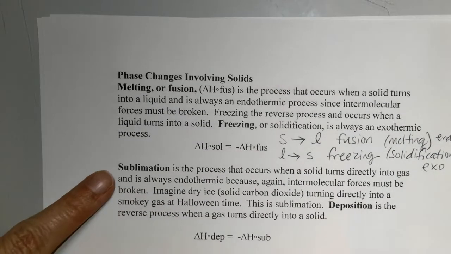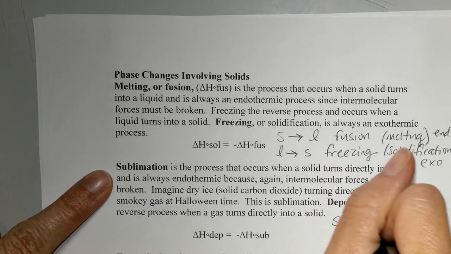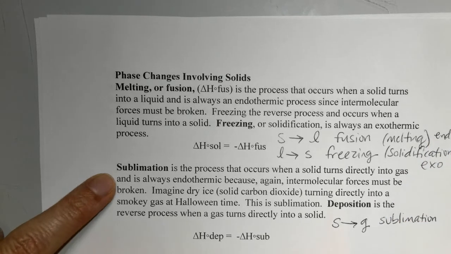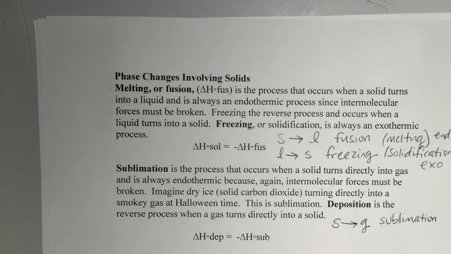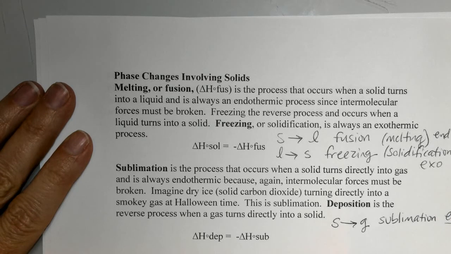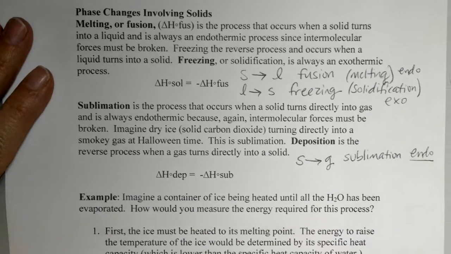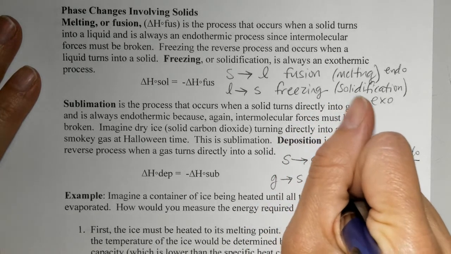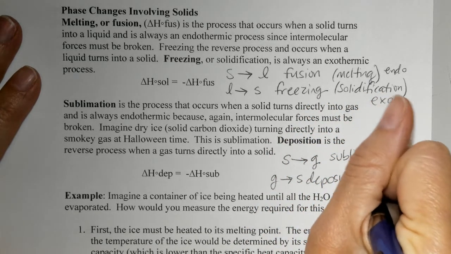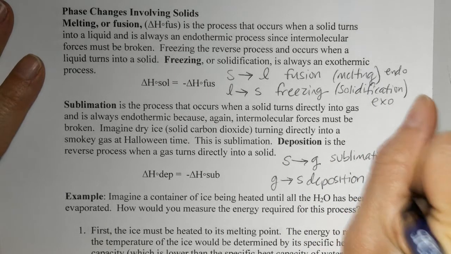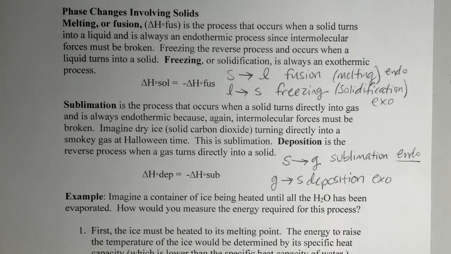Then you have a direct phase change from a solid to a gas. This is called sublimation. So think of dry ice at Halloween time, right? Your carbon dioxide solid goes right into the fog, the gas phase. That sublimation process, again, breaking intermolecular forces, always endothermic. And then the opposite, the gas to a solid, this is called deposition. I think of deposits, right? So the gas molecules deposit into solids. And again, that'll be exothermic because you're forming intermolecular forces.